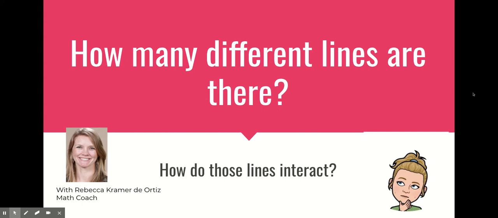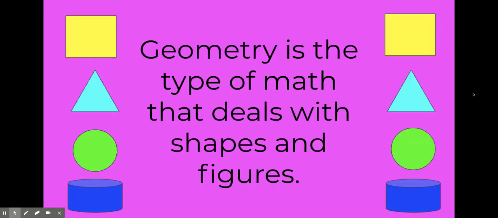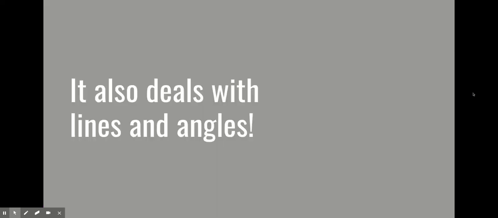Today we're going to ask the question, how many different lines are there and how do those lines interact? Geometry is the type of math that deals with shapes and figures. It also deals with lines and angles. So today we're going to be working on geometry.